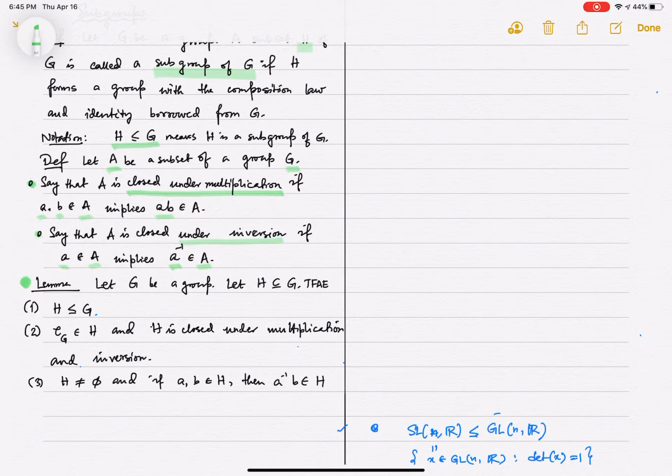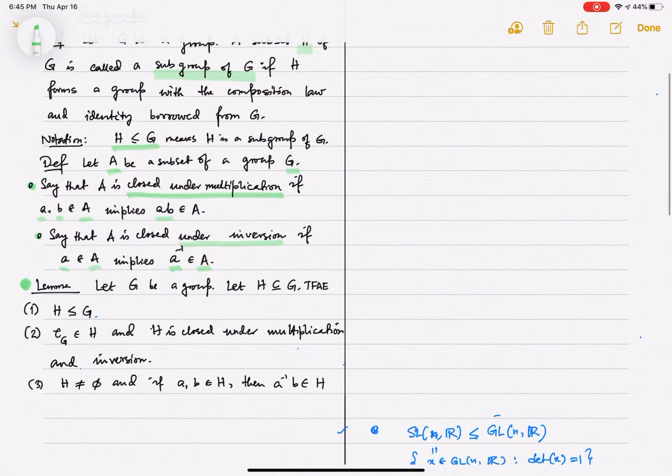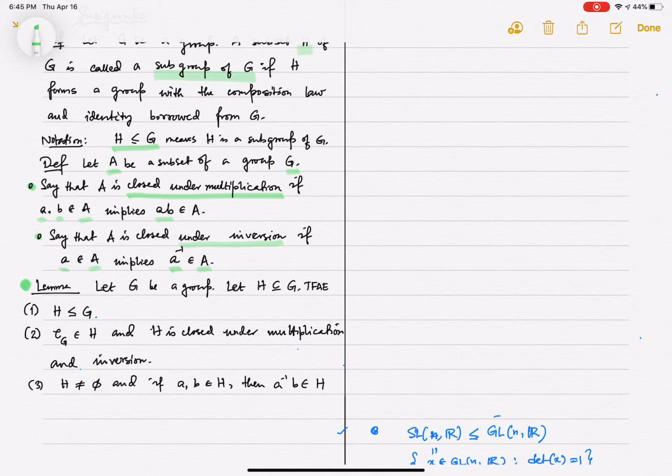And then we have this recognition principle for a subgroup. If you have a group G and H is a subset, then H is a subgroup if and only if it contains the identity and it's closed under multiplication and inversion. So it was written in formulas last time. Now we have introduced the two words. And then there's a third condition which is almost similar. You can check these conditions given in part 2 or part 3 to figure out whether something is a subgroup or not.